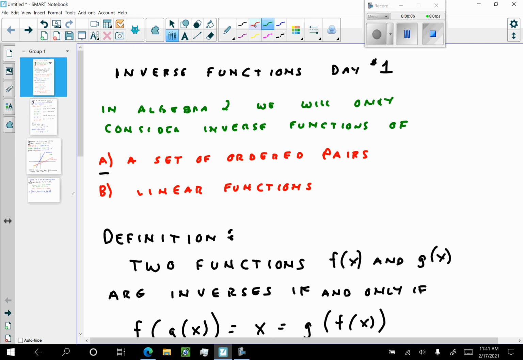Today is day one of inverse functions. We will have a video of inverse functions tomorrow as well.